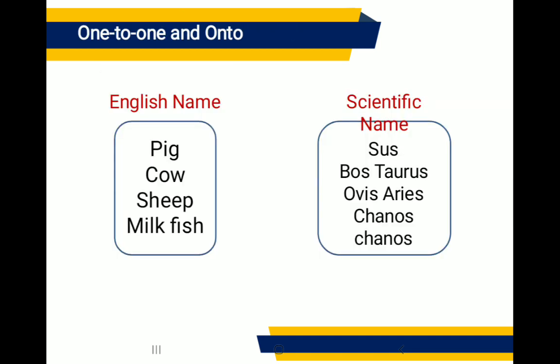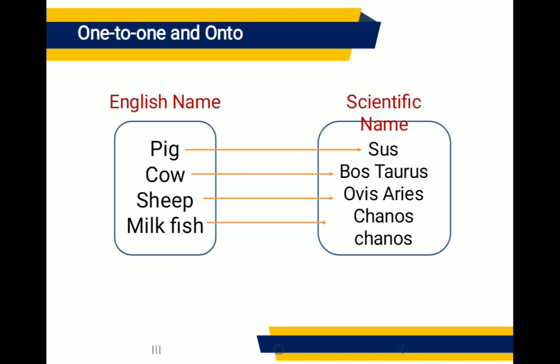So first, in the real life scenario, we have here one-to-one and onto. So we have two columns. The first one is the English name and the second one is the scientific name. So the scientific name of pig is Sus. The cow is Bos taurus. Sheep is Ovis aries, and milkfish is Chanos chanos.